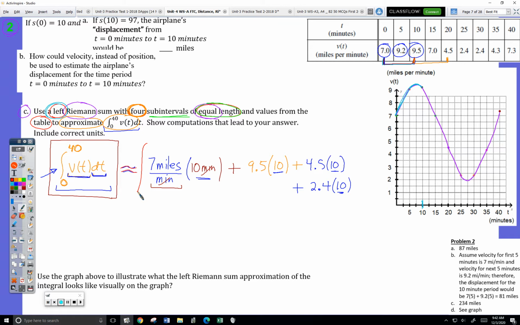We're not integrating again. This process of multiplying and adding, that's what integration is. And that's why we don't have to write it again. Does that make sense?